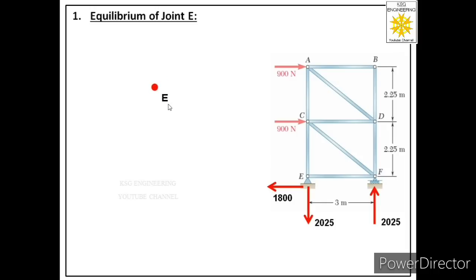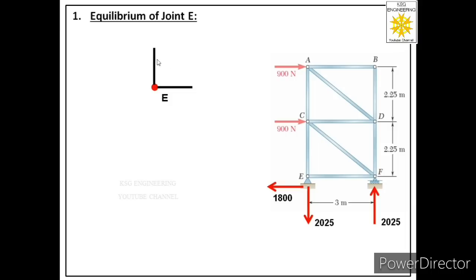So let us call that joint E, and then we will see how many members are connected to that joint. So to joint E, 2 members are connected, one is along the horizontal direction and the second is in the vertical direction. So let us show these 2 members in the free body. So we have drawn one horizontal line at joint E and the second line is at 90 degrees to it. So we have labeled two members, member EF and member EC, in this free body.